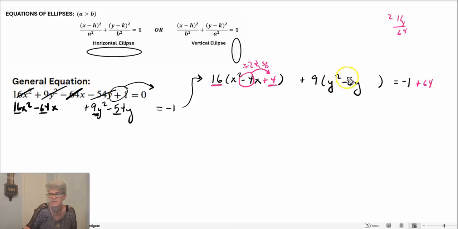Okay. And now I'm going to do the same thing to this. I divide it by 2 and square it. So negative 6 divided by 2 is negative 3. And negative 3 all squared is positive 9. So I'm going to add 81 to both sides. Okay. So, what have I got over here? 64 and 81. And then minus 1 is 144.